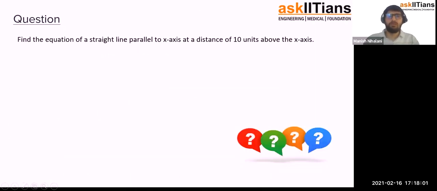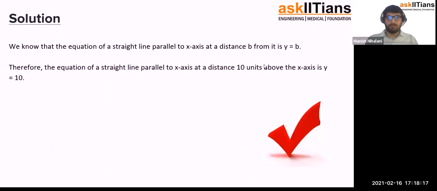It says find equation of a straight line parallel to x-axis at a distance of 10 units above. When it clearly says above x-axis, you can say that it is simply y is equal to plus 10. This is the equation, right? So you can clearly see that y is equal to 10 is the equation of the line parallel to x-axis at a distance 10 units above it, right?